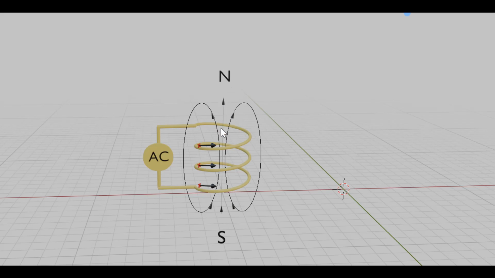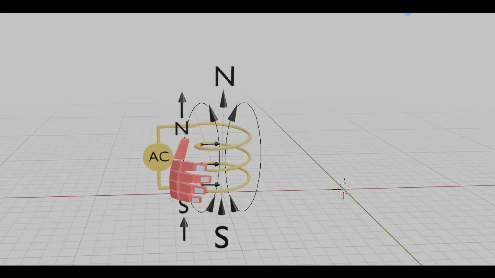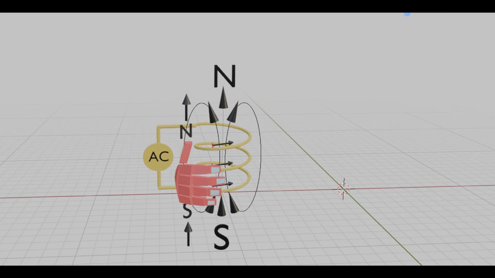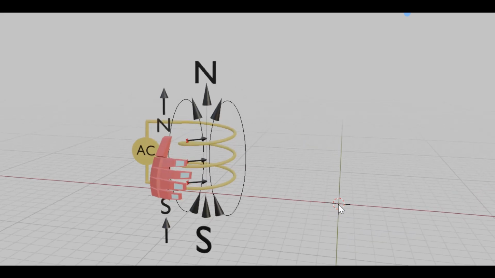Now the direction of the magnetic field can be determined using the right-hand solenoid rule. We use our fingers to curl in the direction of the current, and our thumb points in the direction of the magnetic field, so away from north or towards south. You could consider the thumb also being the north pole of an electromagnet.